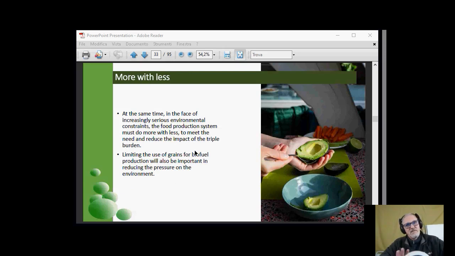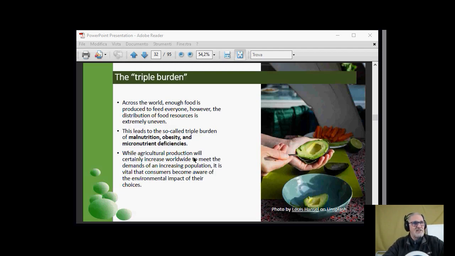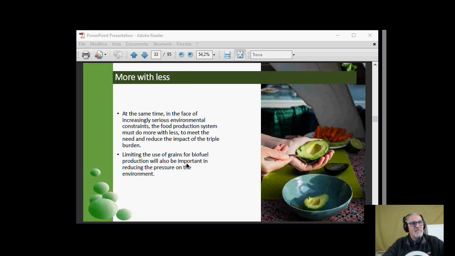So the food production system, because of the environmental constraints, and because it has to meet these challenges of the distribution, is going to have to work out how to maintain the yields with less input. Okay, so there's another example here, which is the idea of growing food crops and using them to make fuel.